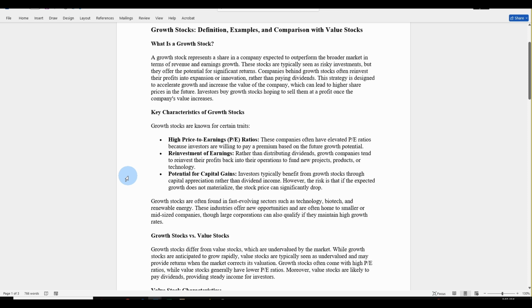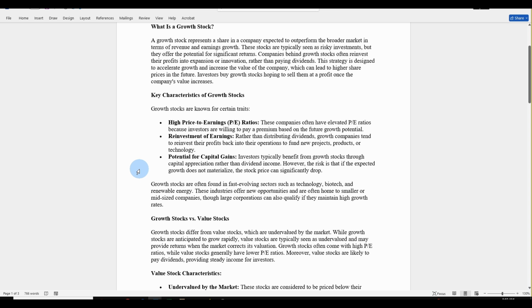Key characteristics of growth stocks. Growth stocks are known for certain traits. High price-to-earnings ratios. These companies often have elevated price-earnings ratios because investors are willing to pay a premium based on the future growth potential. Reinvestment of earnings. Rather than distributing dividends, growth companies tend to reinvest their profits back into their operations to fund new projects, products, or technology. Potential for capital gains. Investors typically benefit from growth stocks through capital appreciation rather than dividend income. However, the risk is that if the expected growth does not materialize, the stock price can significantly drop.